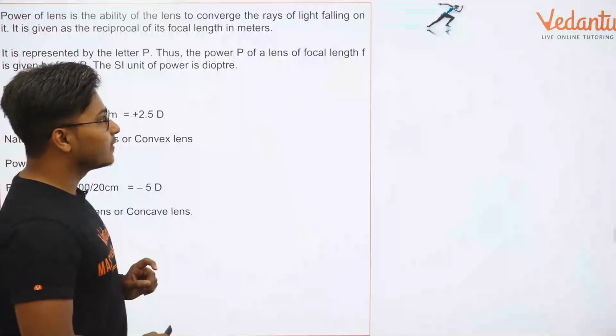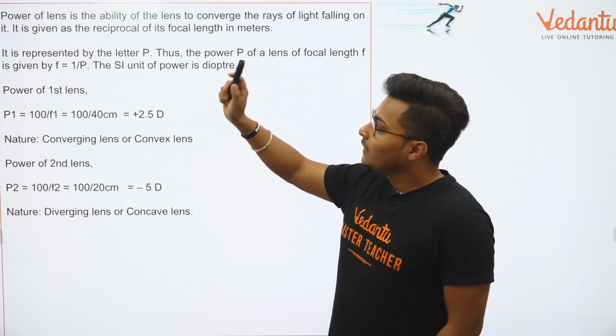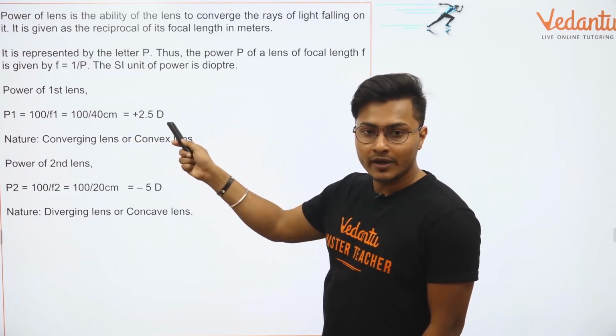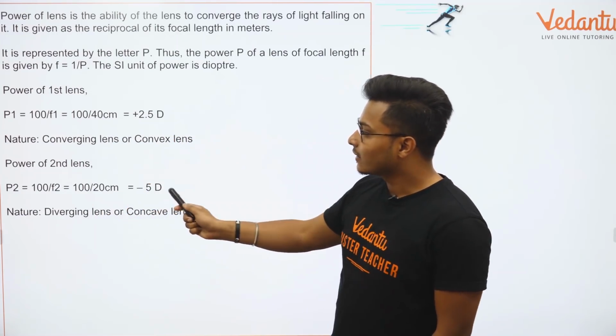Let's check whether we have got these answers right or not. Yes, we have defined power. After defining power, we have written down the formula and its SI unit, and after that we have written down the equation and we got the answer. Same thing we have done for the second lens.